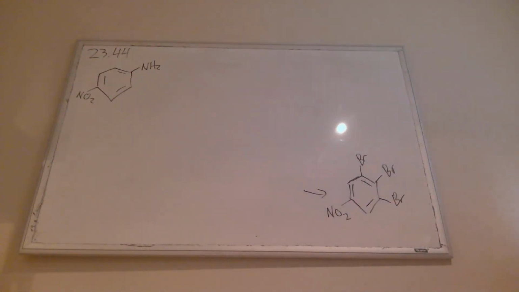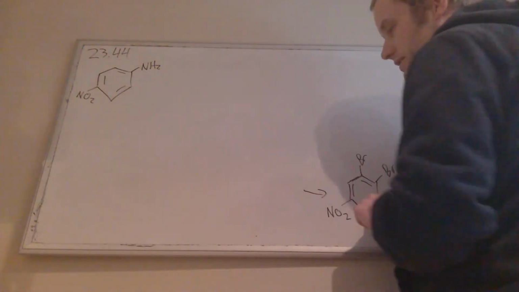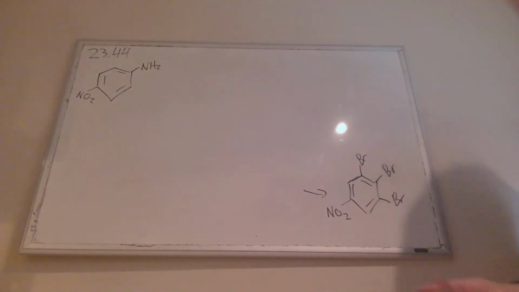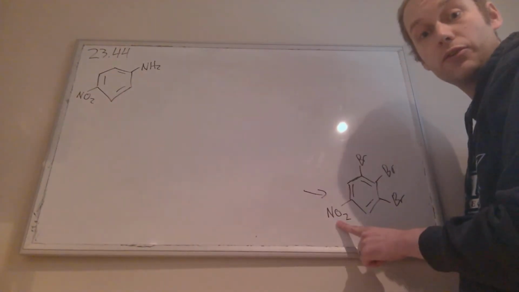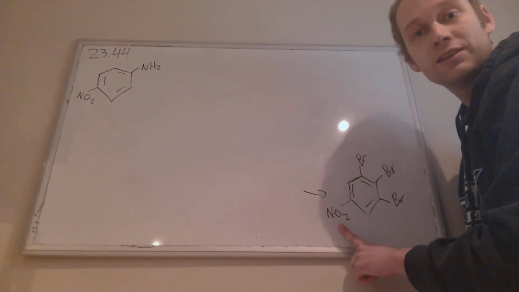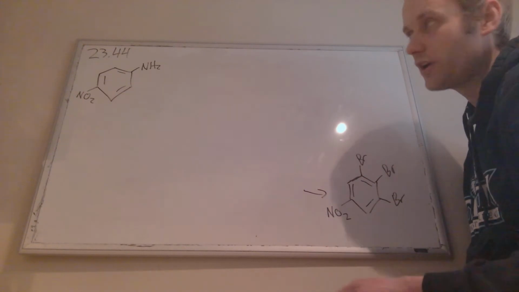Question 2344 asks us to synthesize this, starting with this. It asks us how we would do it. So a couple of things that I want to note. One is that the nitro stays consistent through here. Not that we couldn't recreate this nitro later, but that's a place that we can start from.